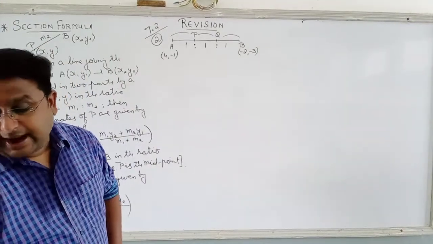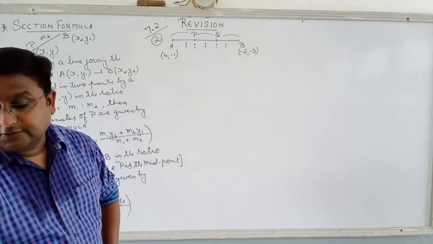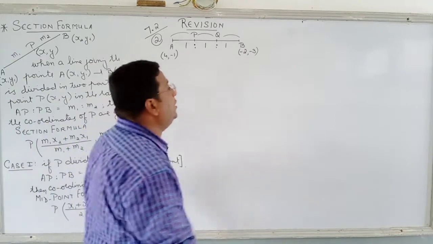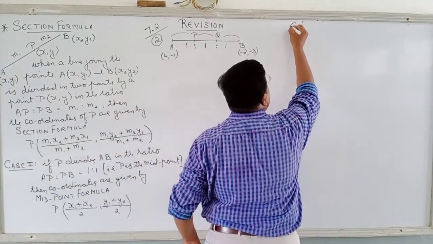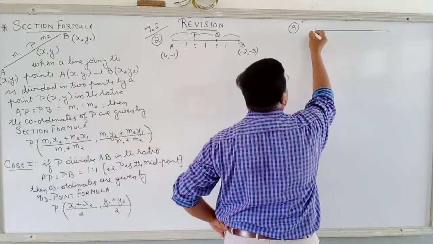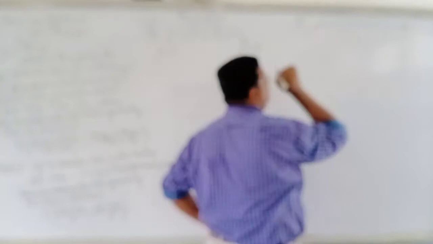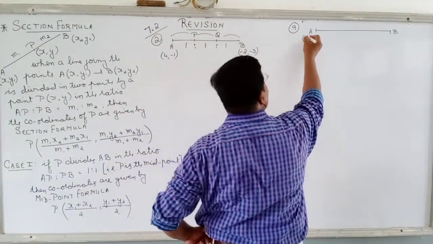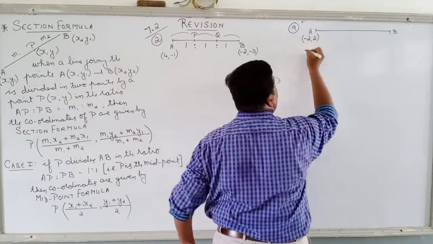In question number 9, it says find the coordinates of the points which divide the line segment joining A and B in 4 equal parts. The coordinates of A are given by -2, 2 and the coordinates of B are given by 2, 8. It is divided in 4 equal parts.